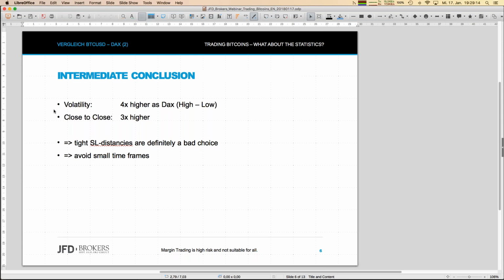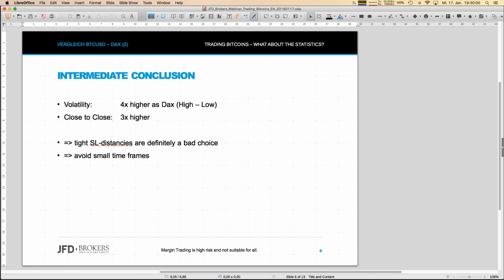If you went with tight stop loss distances in percent or absolute values, you would ruin yourself definitely, because within a day there's always what I call noise. Noise means prices wiggling around a little bit, going a little bit up, a little bit down. In this case, those amplitudes are that huge, and you can scale everything with that factor of 4 if you compare DAX and Bitcoins, that you definitely need bigger distances for your stop loss setting.